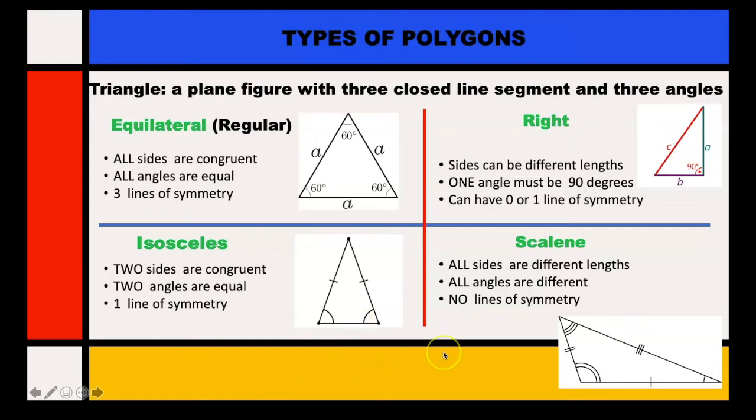Then we have a scalene triangle in which all of the sides are at different lengths and all of the angles are different measures, and no lines of symmetry. If you look at that scalene triangle here, you can see that is 1 length, 2 lengths, 3 lengths, and they're all different, denoted by our tick marks. And the same thing by our arch. That's 1, that's 2 of them, and 3 of them, just to tell us that they could all be different measurements.